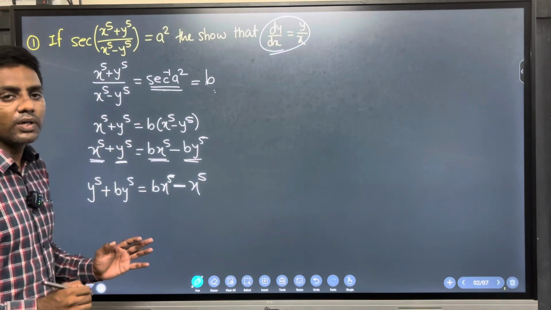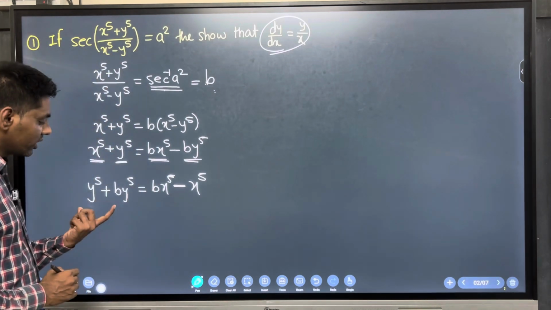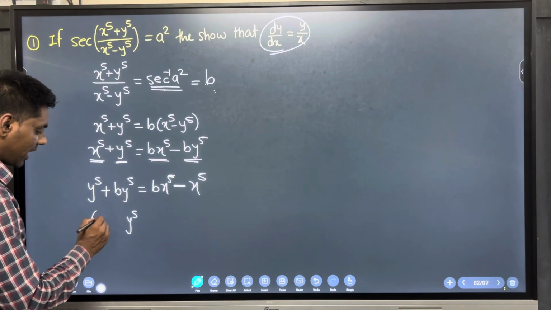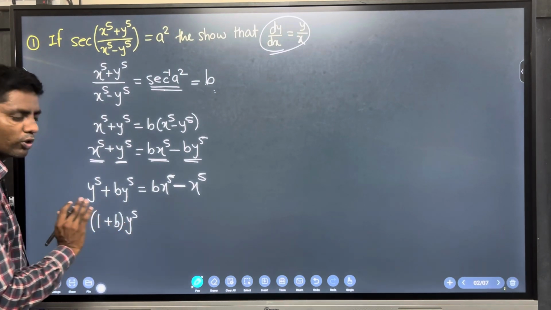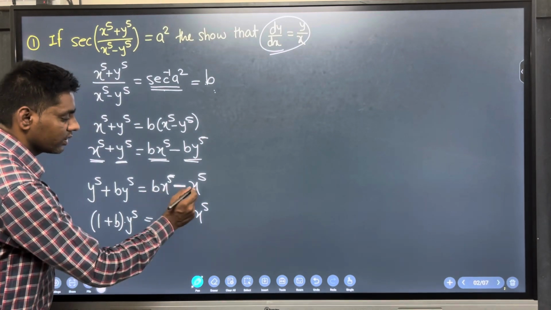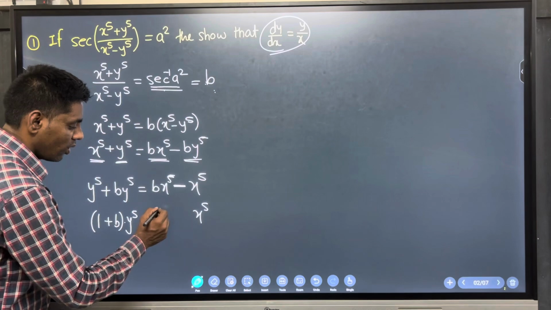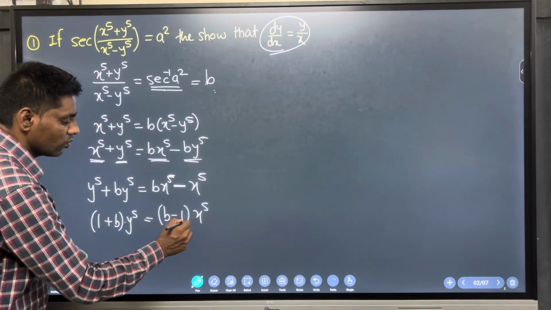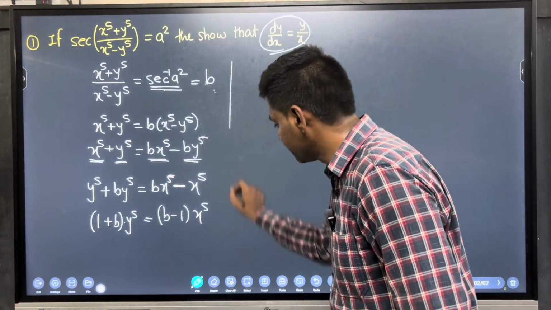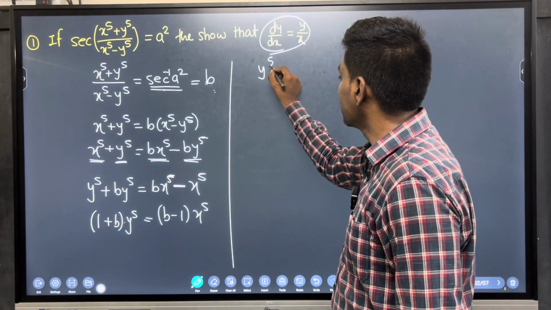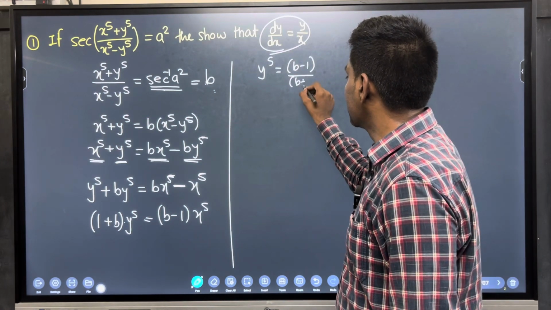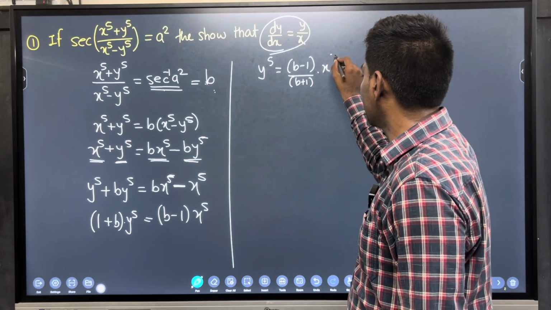A simple observation: in these two terms, y raised to 5 is the same, so take it common. In the bracket 1 plus b is remaining. The question is simple. In the next two terms, x raised to 5 is the same in both terms, so take it common, and the remaining term is b minus 1. So write down that function. What we get here is y raised to 5 equals b minus 1 divided by b plus 1 into x raised to 5.